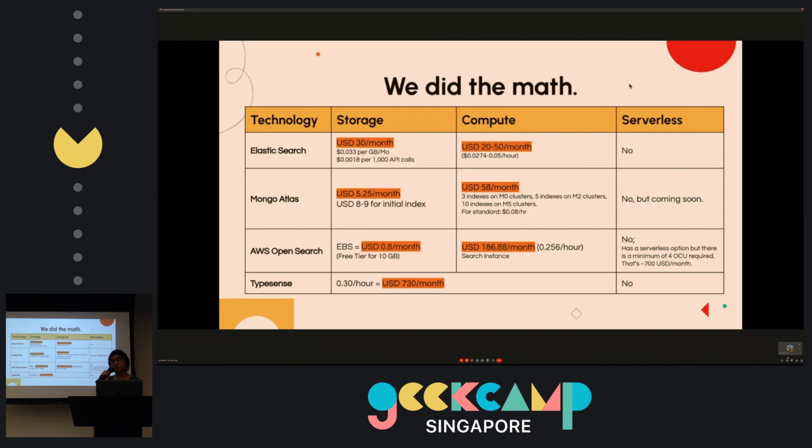We had to pay a lot more for the compute though, which was a fixed commitment of 186 per month. It did have a serverless option, but that was null and void because the serverless option required a fixed commitment of 4 OCUs, which was coming up to 700 USD a month. So again, that never made sense. And then Typesense, which seemed the fanciest and the coolest, but also was the most expensive at $730 a month for the configuration that we entered.